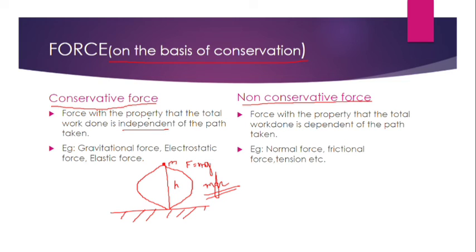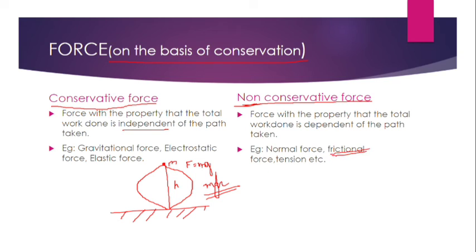So this is a conservative force, whereas a non-conservative force is a force with the property that the total work done is dependent on the path taken. This means this force depends on path. For example, normal force, frictional force, tension, etc.